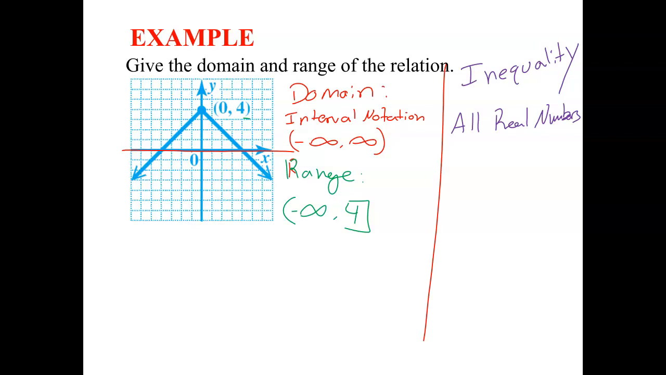And range talks about my x or my y. The y. So when I'm writing an inequality, I'm going to say that y is all values less than or equal to 4. Okay? So, interval notation, inequality. You need to pay attention to how they want it. Most of the time I use interval notation. But sometimes inequalities show up. So you need to be aware of that and pay attention to that. All right?